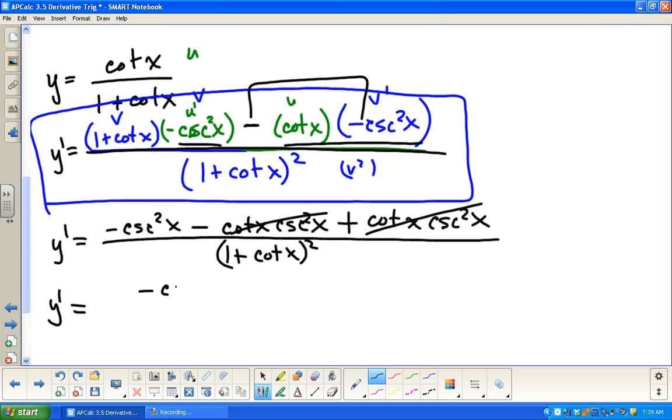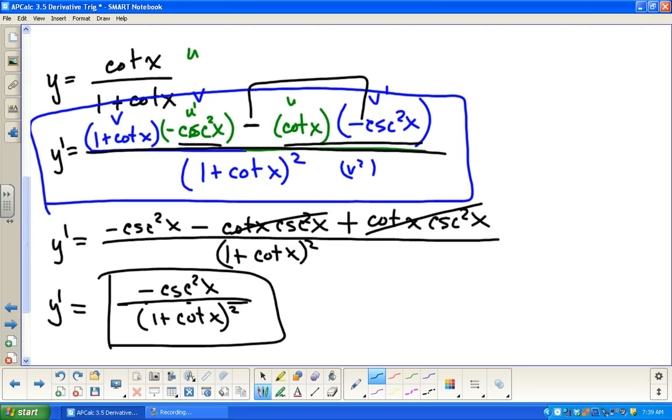So on the top, negative cosecant squared. On the bottom, 1 plus cotangent x, then the squared. That's kind of pretty. I like that. That's my favorite, and just because it is my favorite, I'm going to circle it with a crayon.